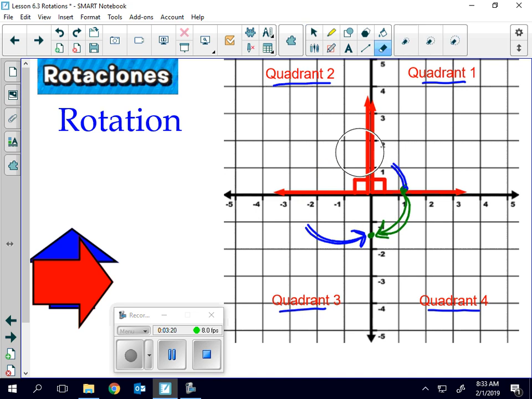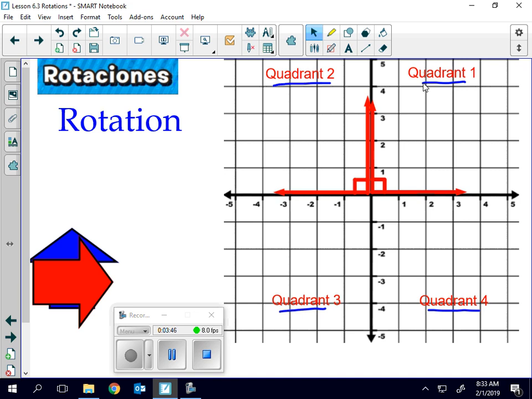If I were to go 180 degrees clockwise, so we'll start here, 180 degrees clockwise is this way. Well, that's the same as 180 degrees counterclockwise. So 180 is the same either way, and 90 degrees on one is 270 on the other.